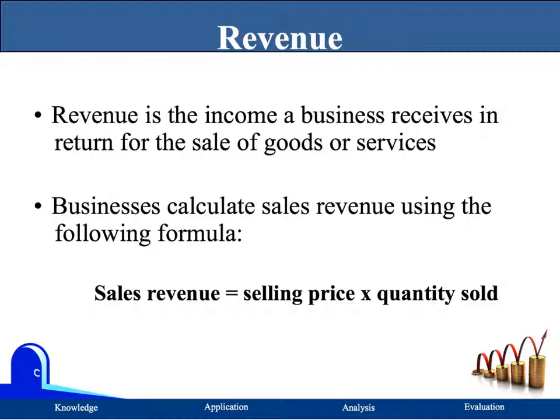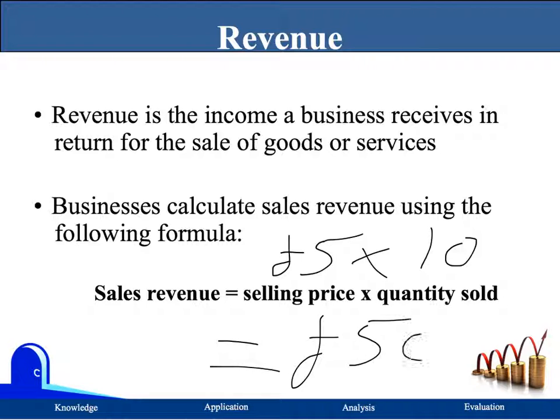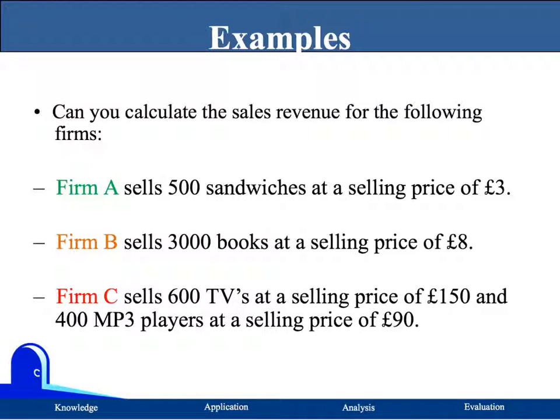So, if I sell my products at £5 average price, and I sell 10 that day, then my total revenue for the day will be £50. Revenue does not deduct any cost. It is simply the income a business receives in return for sale of goods or provision of service. Have a go at the following 3 questions. Can you calculate the sales revenue for each of the 3 businesses?